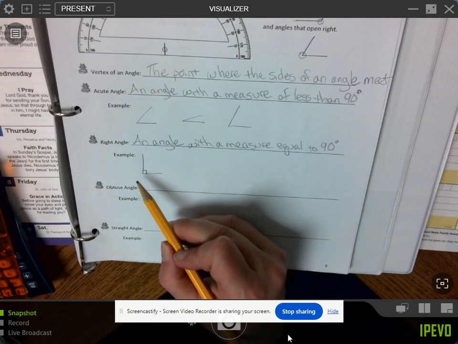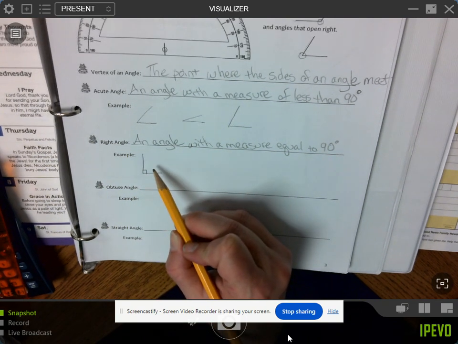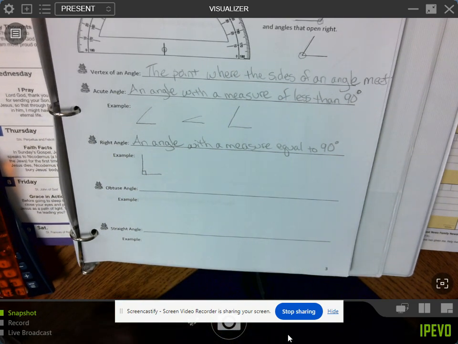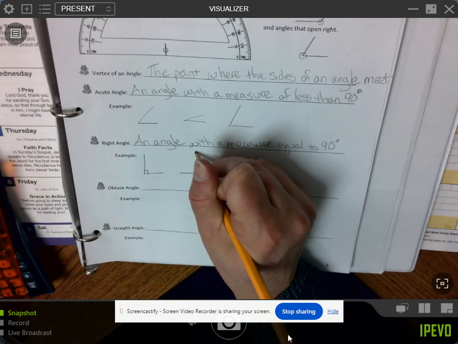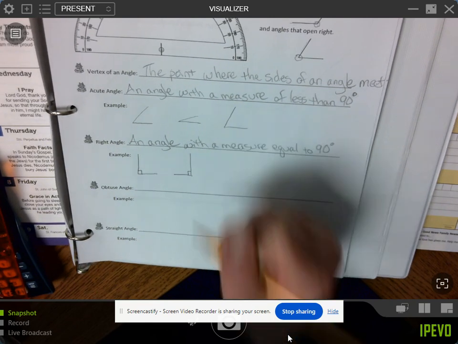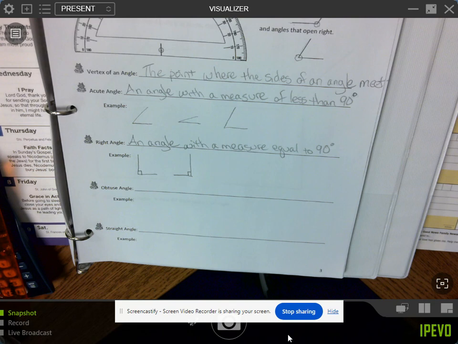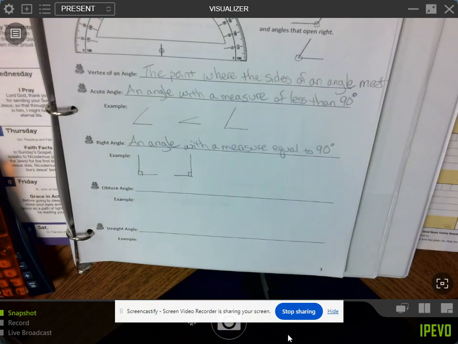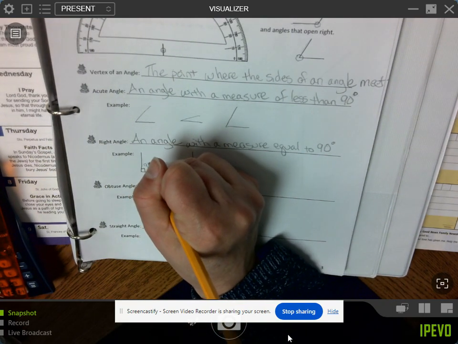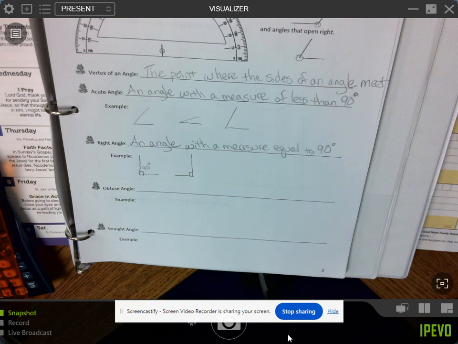So sometimes you'll see them write that it's 90 degrees. Sometimes you'll just see that little square. That little square tells us automatically it's 90 degrees. Now my 90 degrees could go that direction or it could go this direction. Doesn't matter which way it's pointing. It's still 90 degrees. If it has the little square in it, we know that's the same as saying 90 degrees. So whether it writes 90 degrees or you put a square, same measurement.